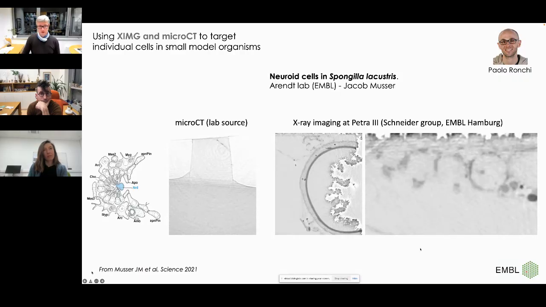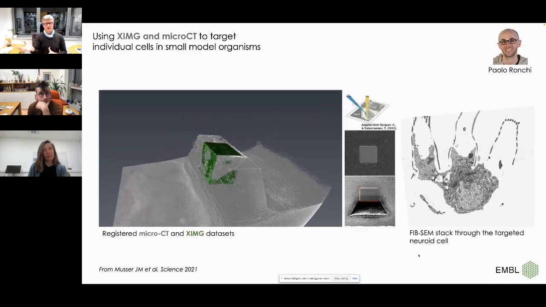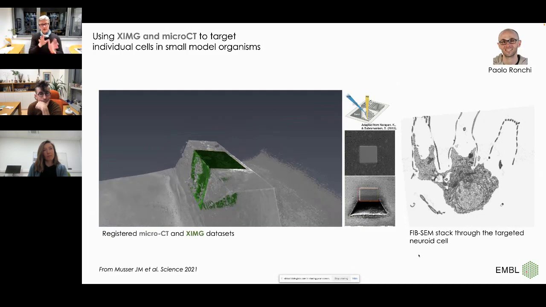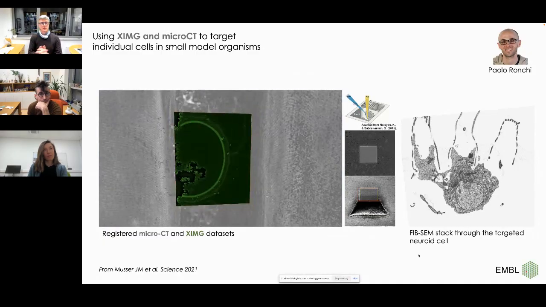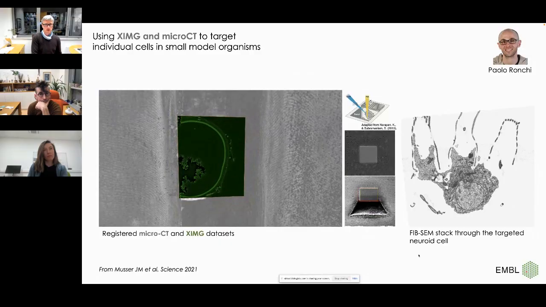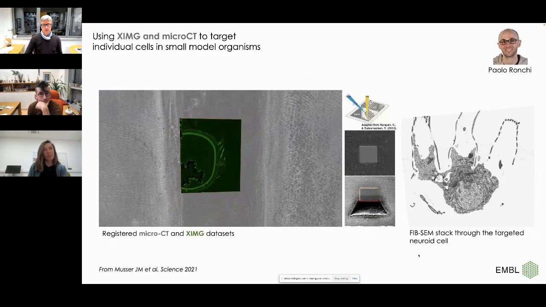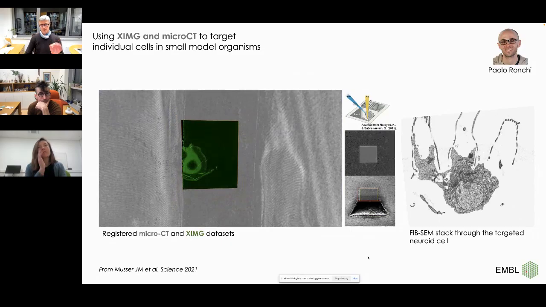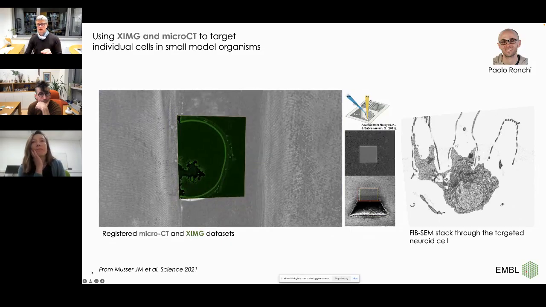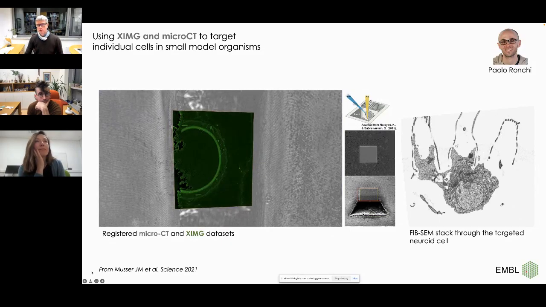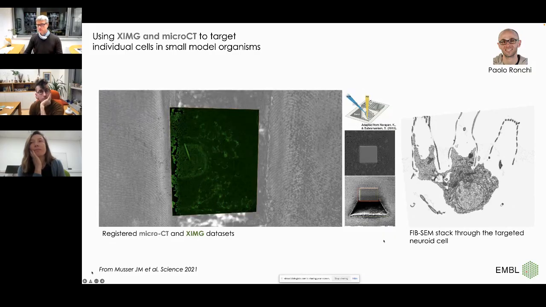And a volume EM expert in the lab, Paolo Ronchi, combined these two modalities, X-ray in the lab and high-resolution X-ray from the synchrotron, to do a precise targeting for FIB-SEM imaging. And what you can see here is a registration of the high-res synchrotron X-ray in green into the low-res lab source X-ray in gray. And that was very good now to precisely position the FIB-SEM sample prep to image the region of interest. So this was done in the choanocyte chamber.